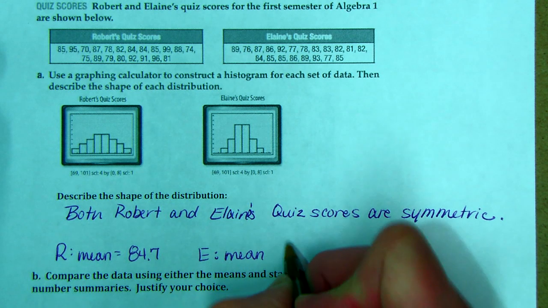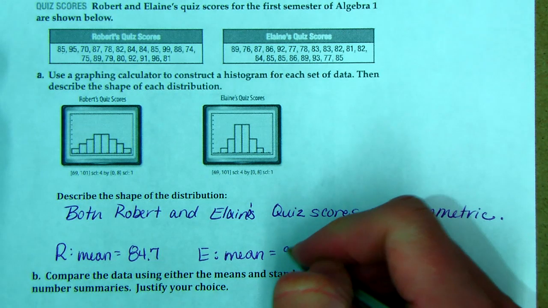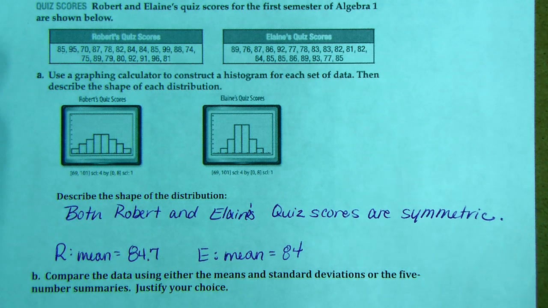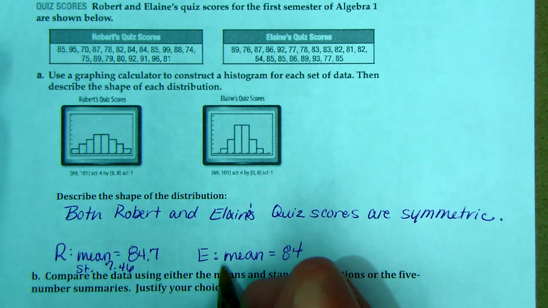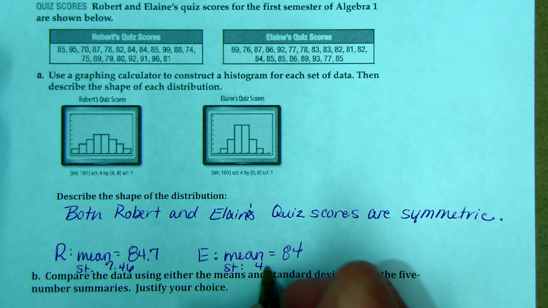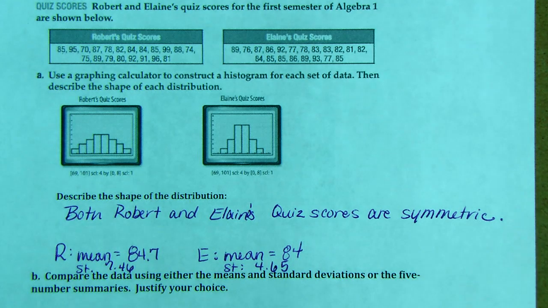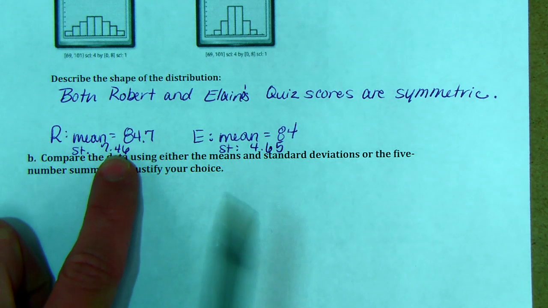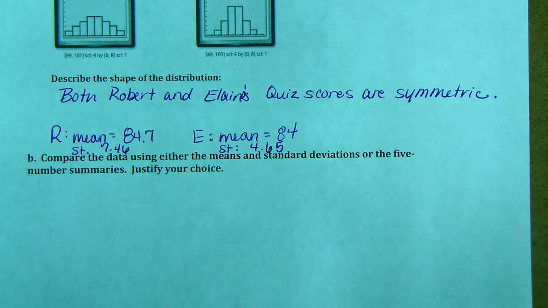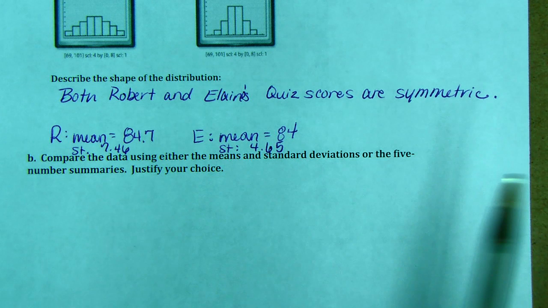But Robert's standard deviation is 7.46 and Elaine's standard deviation is 4.65. So what happens here is even though they're pretty symmetric and honestly their means are very, very close, this tells me that Robert's scores deviate farther away from his mean. So he has a bigger spread of scores. He might score a little lower and a little higher, whereas Elaine, they're all very tight. Not very tight, but closer than Robert's, and that's just it.